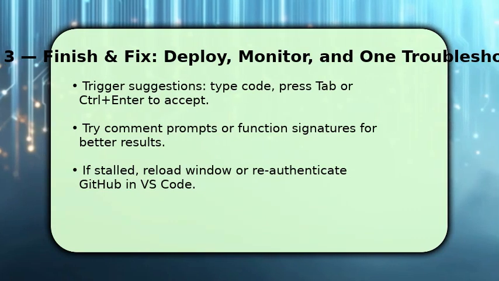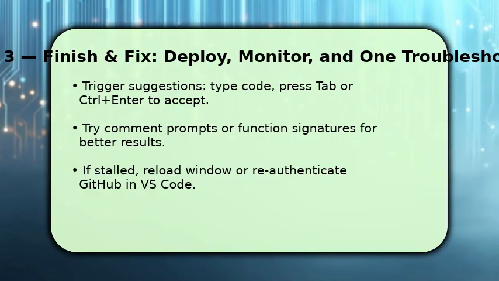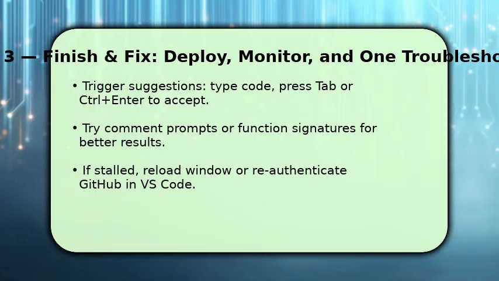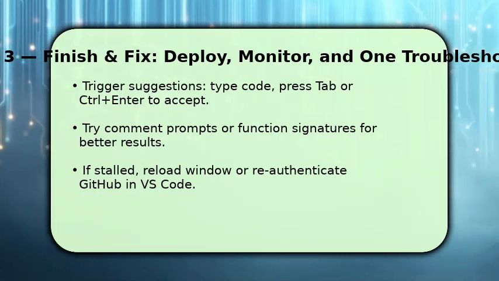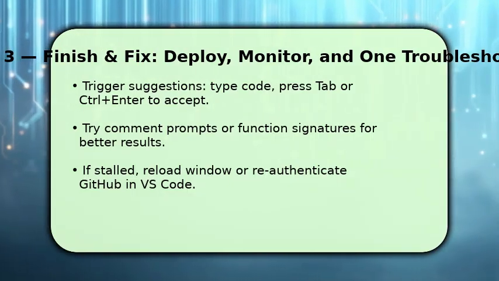Now you can use Copilot. Start typing code or write a comment describing the function you want, and suggestions will appear, accept with Tab or your configured shortcut. Use short prompts or full function signatures to steer outcomes. This explains why suggestions match intent.